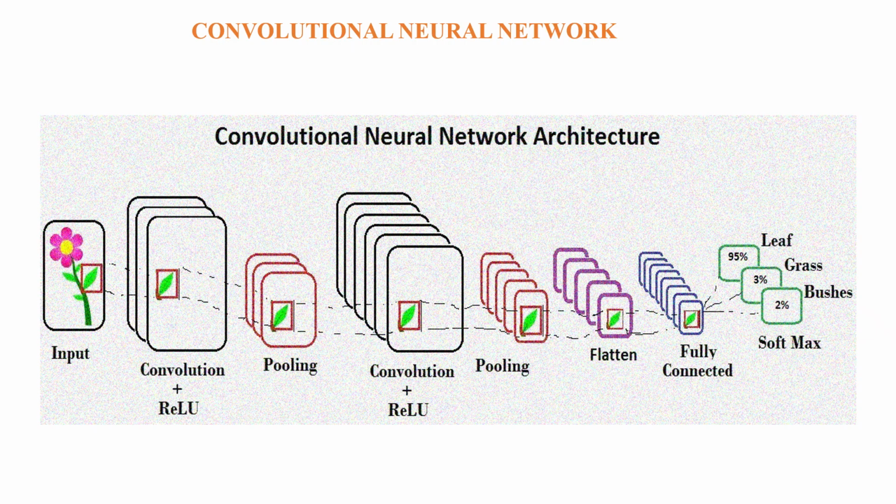Finally, the output passes through the softmax layer. The softmax function converts the output values into probability scores for each class. For example, the model may predict probabilities such as 95% for leaf, 3% for grass and 2% for bushes. The class with the highest probability is selected as the final prediction of the CNN model.